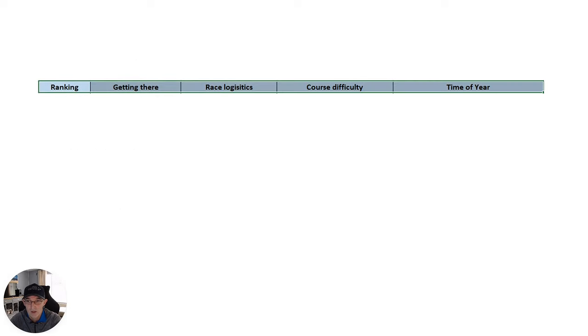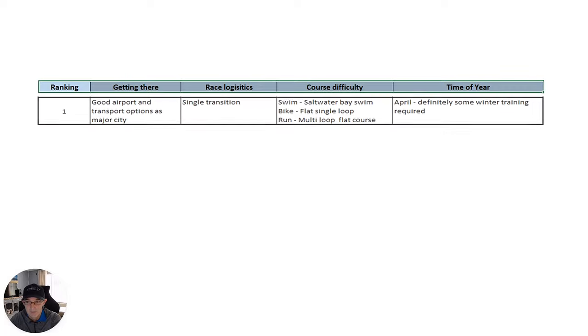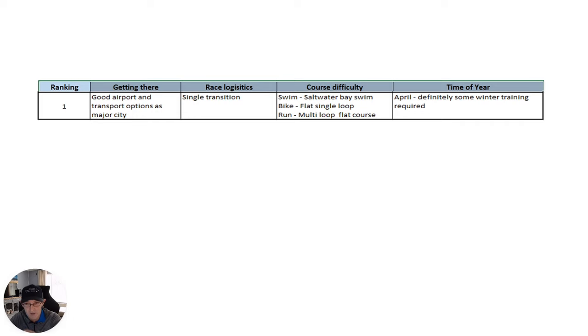Okay, back to our number one and our winner of my competition. Again, it's a major city, so the transportation is top-notch. Single transition seems to be the predominant feature in American 70.3s. We do have a bit more split 70.3s in Europe.